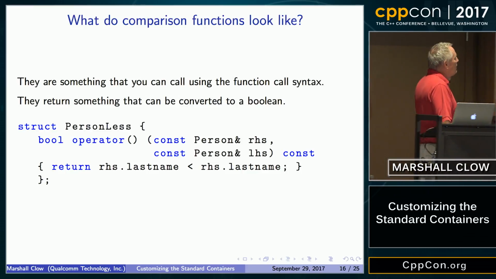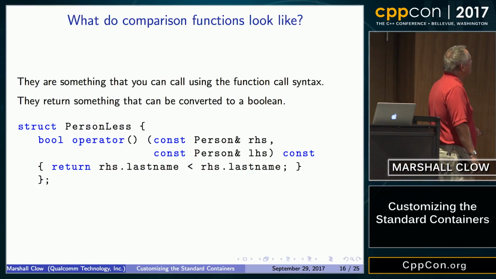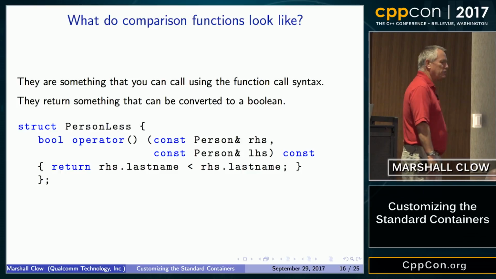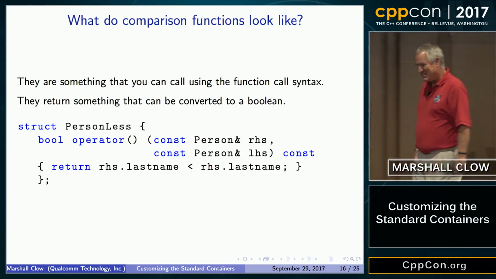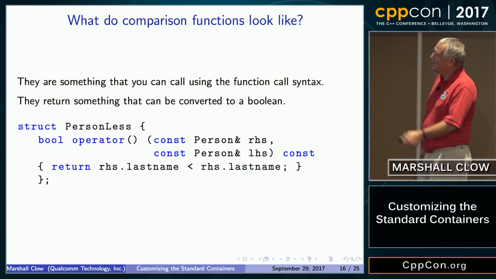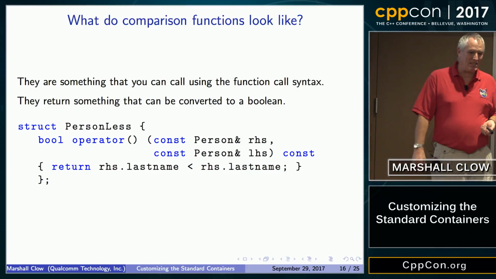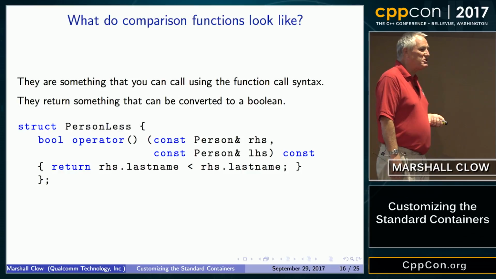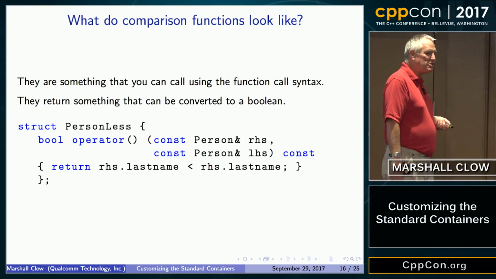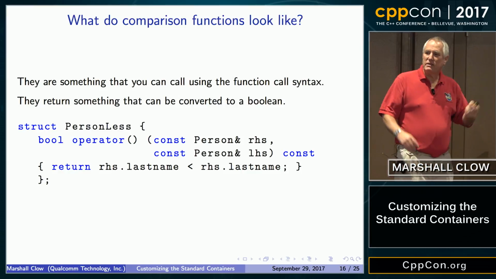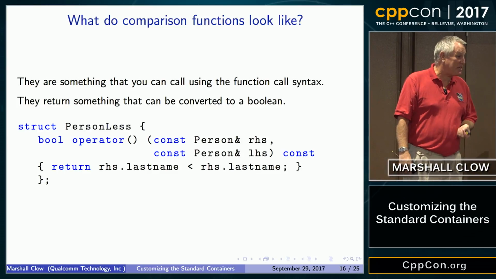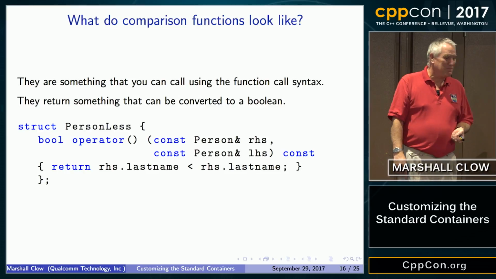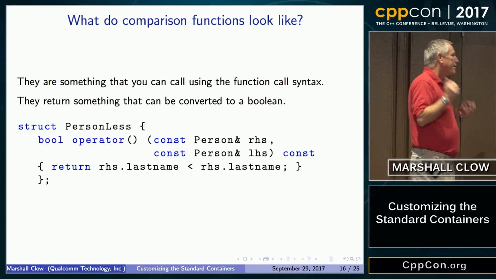Anyway, other things about this. This is a really, really terrible comparison function. It compares the last names. It sorts by last name, right? You put this in a set, what does this mean? It means that Bob Wright and Ted Wright, you can't put both of them in the set because they have the same last name. Because it will say, oh, they're the same.